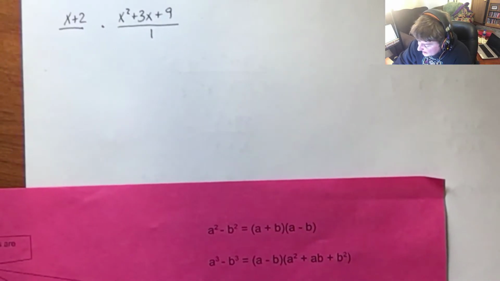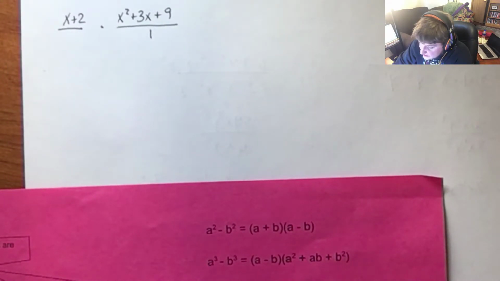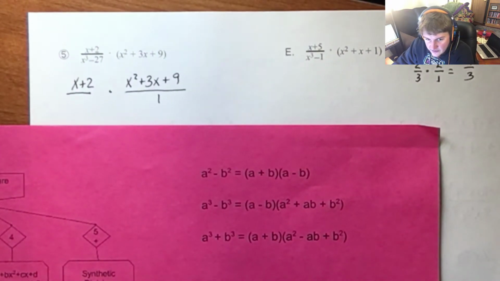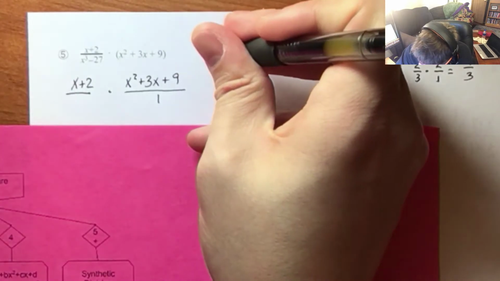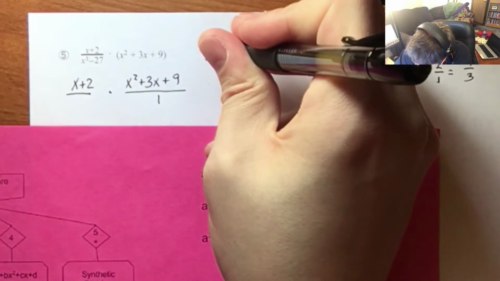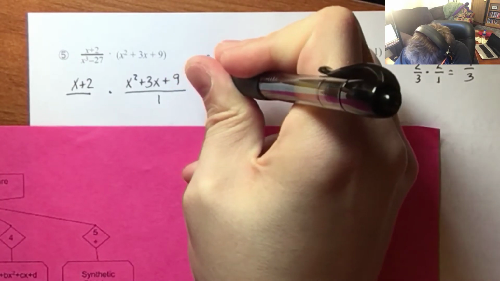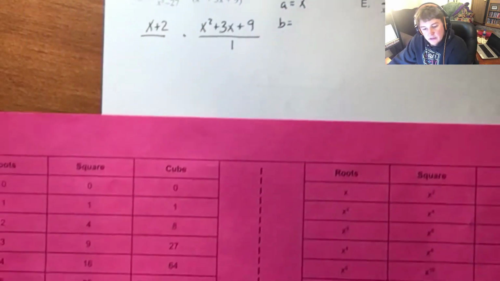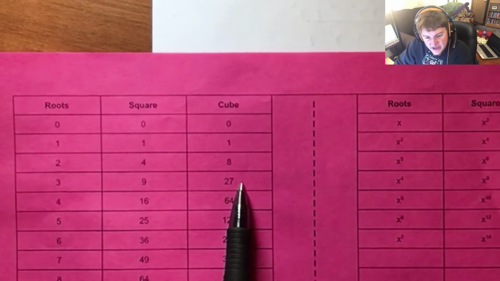Okay, so we just got to find the root of the first part. What is the root of x cubed? This is like my a value. What's the root of x cubed? Well, that's x. And what's the root of 27? Okay, so if I have my cube of 27, what's its root? It's 3.